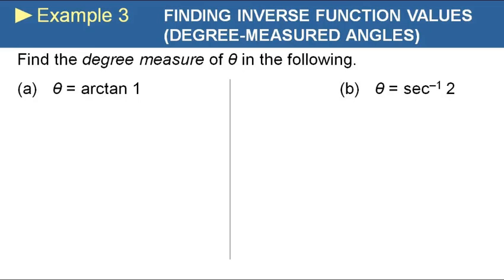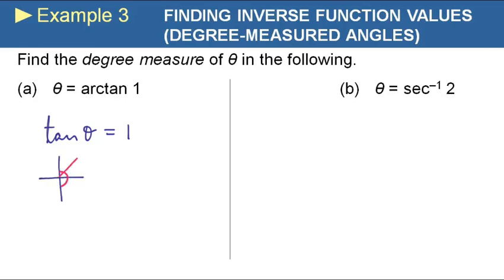Okay, now we're going to evaluate a couple of inverse functions together, the new ones that we've picked up. So this first one says theta equals arctangent of 1. Well, the first thing we need to do is look at it in regular function form. So we would say tangent of theta equals 1. Now, if your choices for inverse tangent are quadrant 1 and quadrant 4, and you have a positive tangent value, then you know that your answer is going to have to be in quadrant 1.